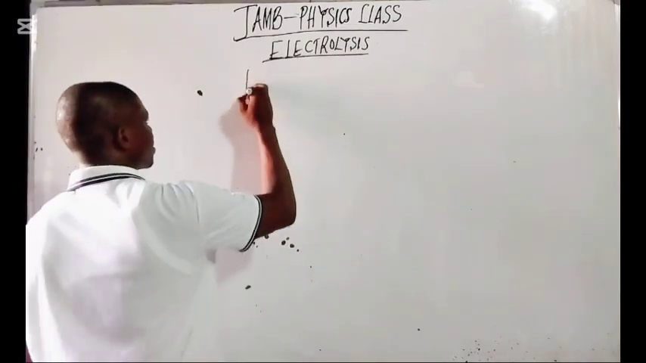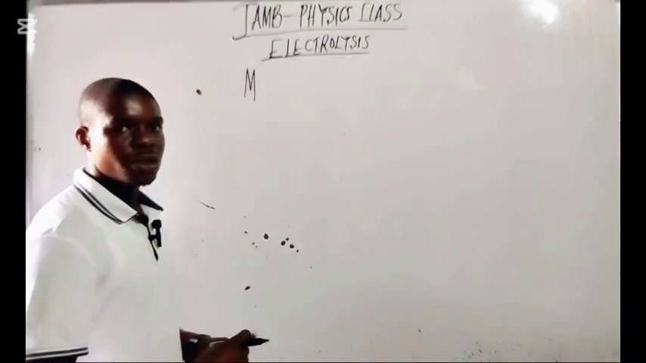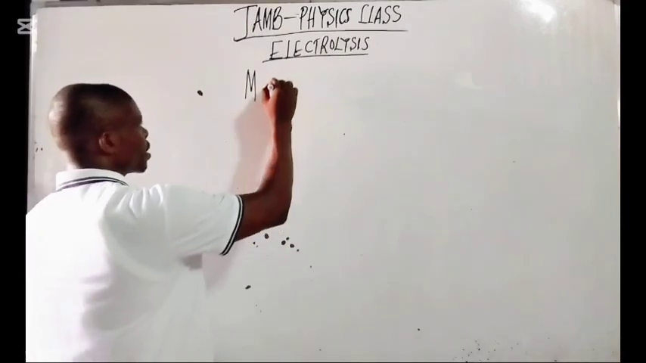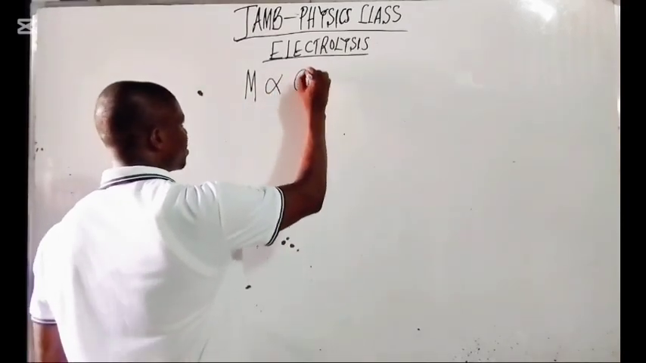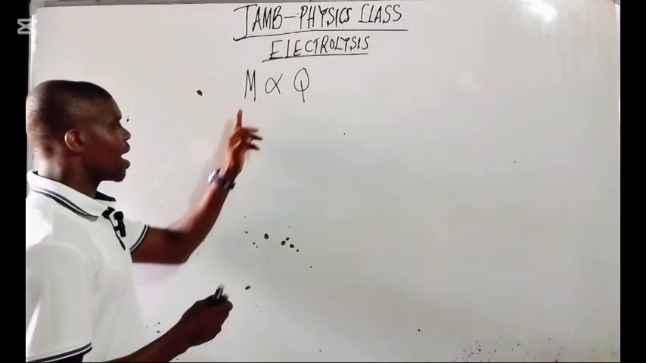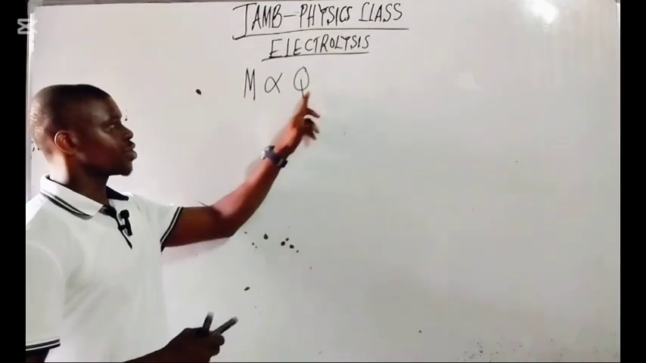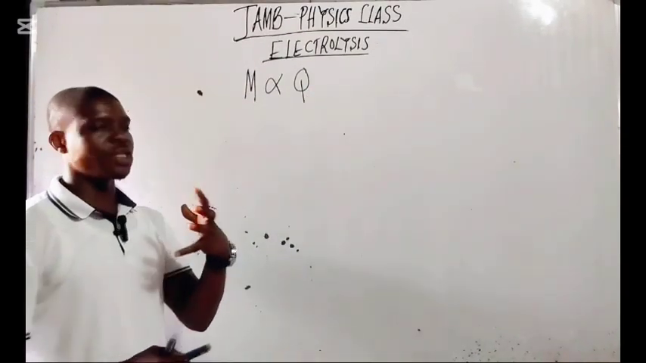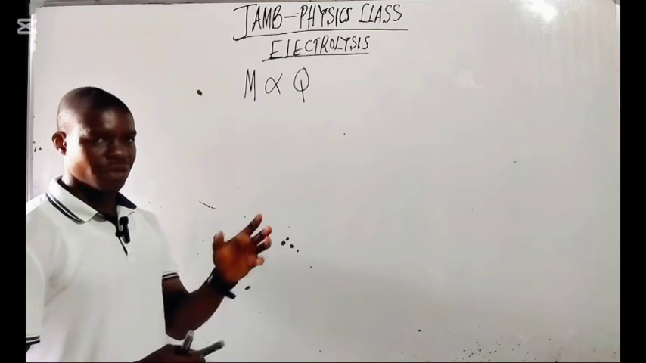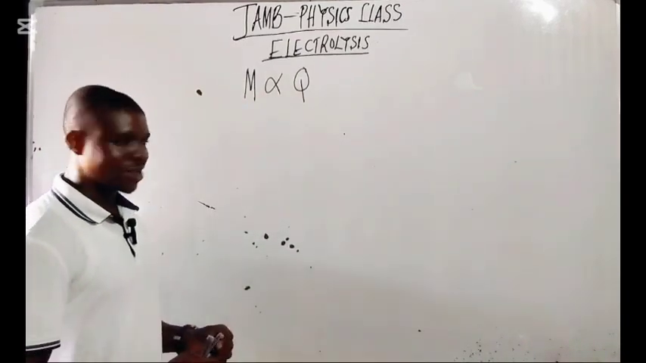When we talk about Faraday's first law of electrolysis, it's very easy. The quantity of mass deposited or liberated during electrolysis is directly proportional to the quantity of electricity that passes through the electrolyte. So M is directly proportional to Q. This Q is called the quantity of charge, or quantity of electricity.